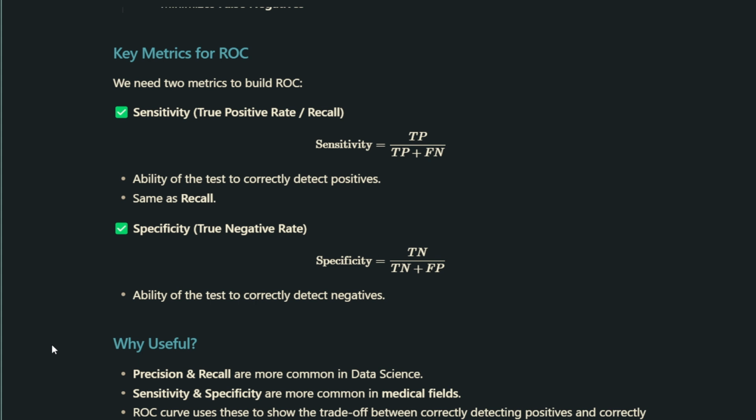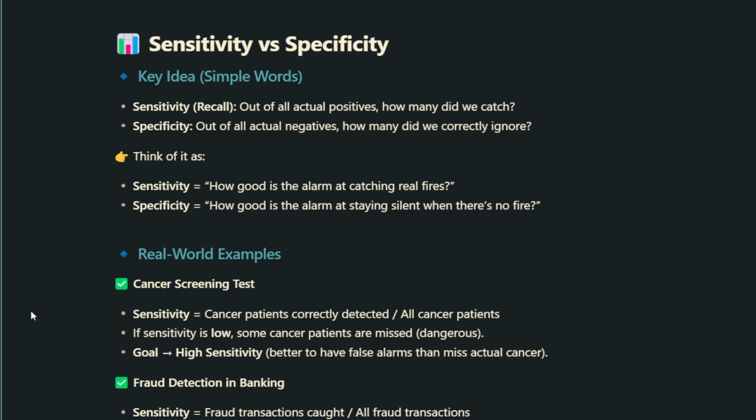Now here's something interesting. In the world of data science, you will often hear about precision and recall. But in the medical field, doctors and researchers usually talk in terms of sensitivity and specificity. The ROC curve brings these concepts together and helps us visualize the balance between correctly detecting positives and correctly rejecting negatives. So in short, the ROC curve is not just about numbers, it's about understanding the trade-offs your model makes in real-world situations. Now let's talk about two very important concepts, sensitivity and specificity.